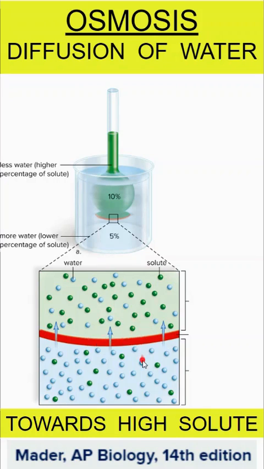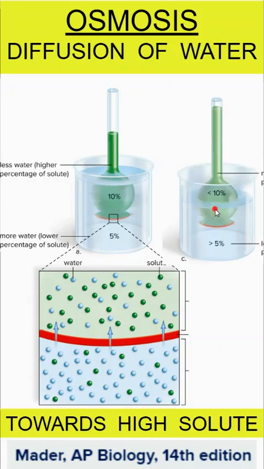So in this case, the solute wants to be balanced on either side of the membrane. Since it can't go down, water is going to travel towards the solute to try and dilute this area and concentrate this area. So although the green dots can't go across, if water can go across, ultimately you would expect this to increase in the amount of water and become more diluted, and this area would become more concentrated. So again, water travels towards high solute concentration.